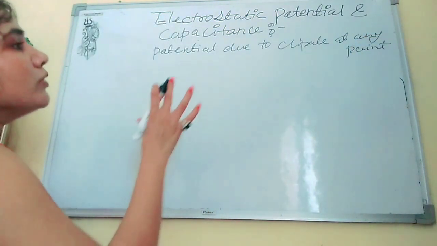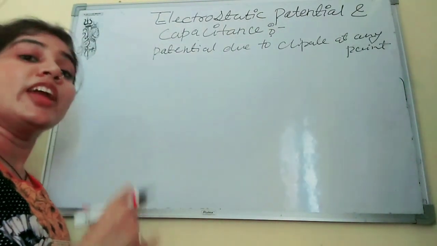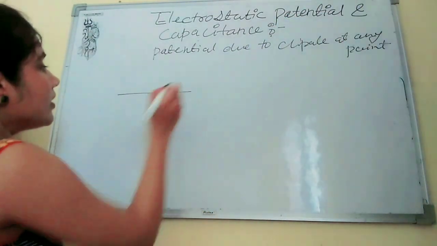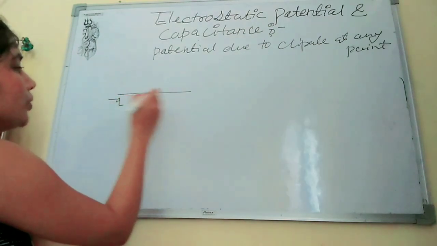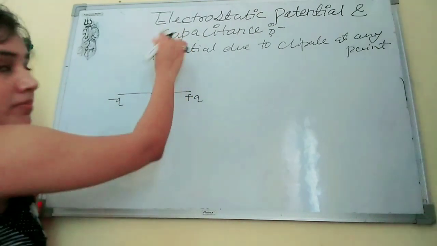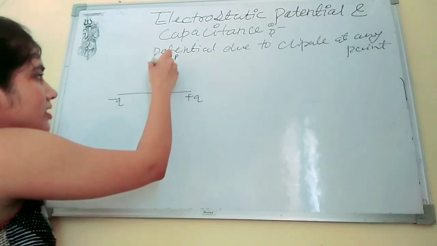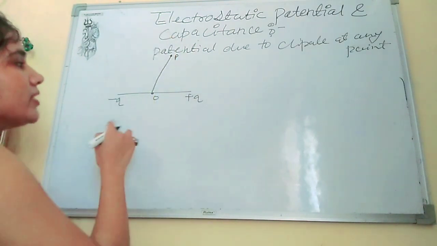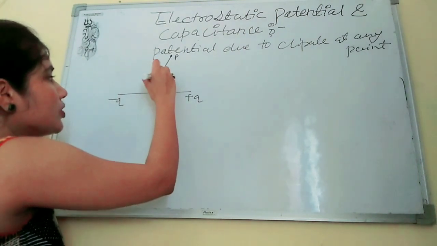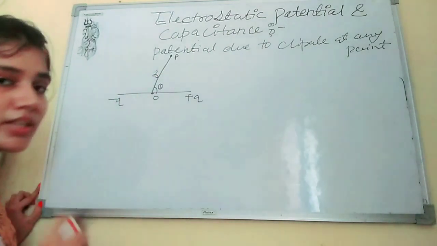Okay, now the point is neither in the axial line nor in the equatorial line. It will be anywhere. Suppose this is the dipole, minus q, positive q, this is the center O, and now we take a point P and join it with the center of the dipole, and this is the position vector r. This is the angle theta.